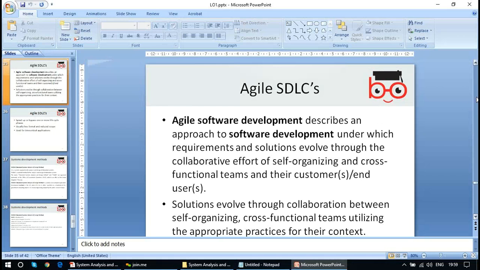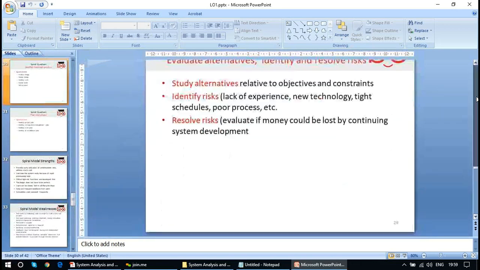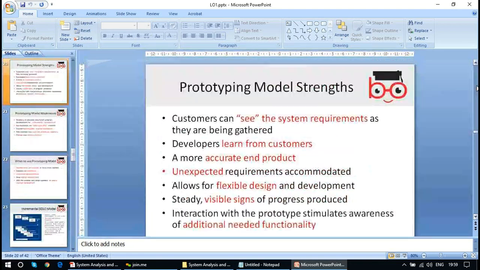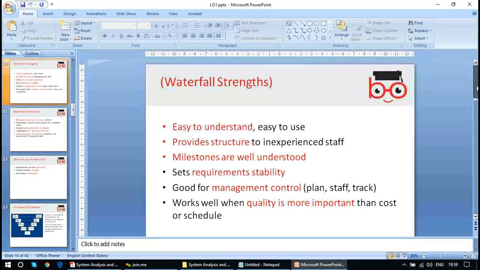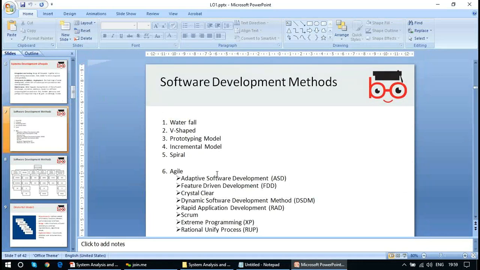Then these were basically a kind of conventional methodologies. If we look at the system development methods: waterfall, V-shape, prototyping, incremental, spiral. They had an approach of going through predefined methodology steps. That was the story of that school of thought.